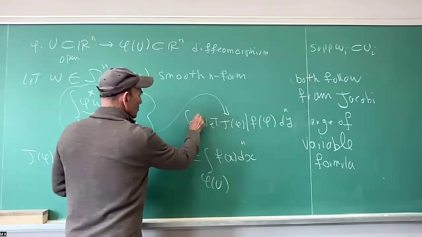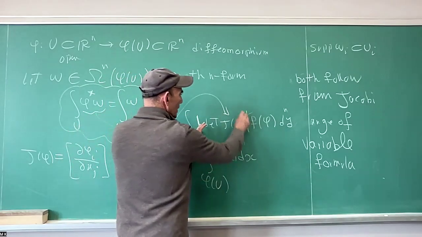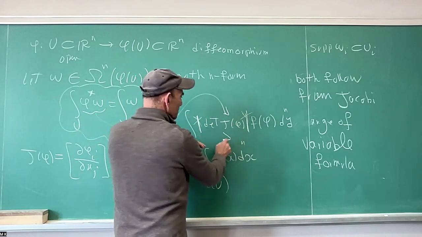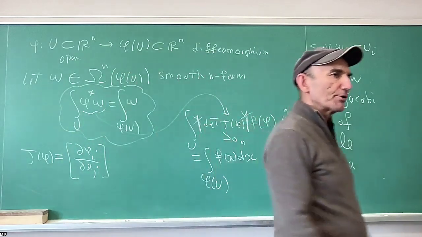The only thing is this absolute value sign. I have to be able to take it out. You can take it out if this is positive, and to be positive means your manifold has to be orientable. That's it.